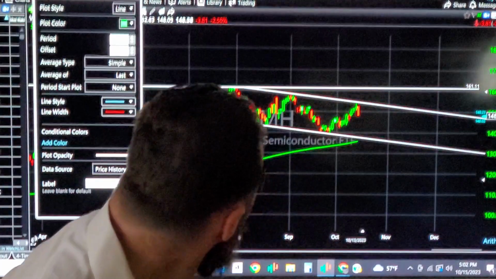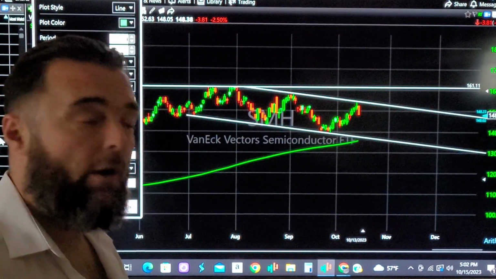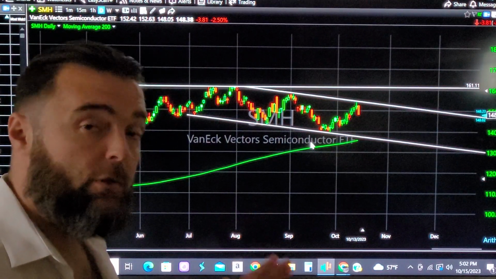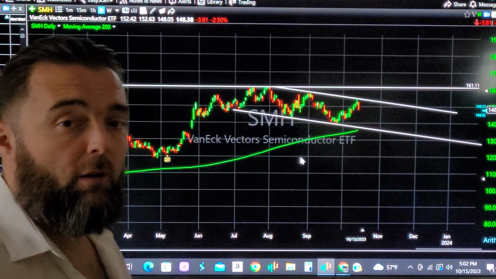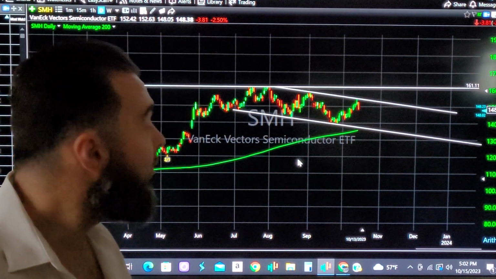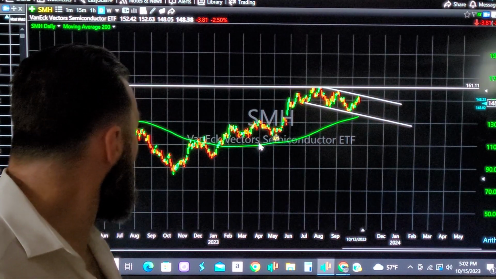I'm using TC2000. Some of you might be on your brokerage. Some people might be on sites like TradingView. I don't know what you use, but all the indicators and moving averages I put up here, you should be able to find on whatever you're using. If not, you need a new platform. So this is the 200-day moving average in SMH.